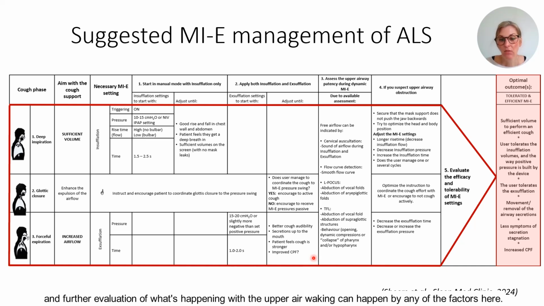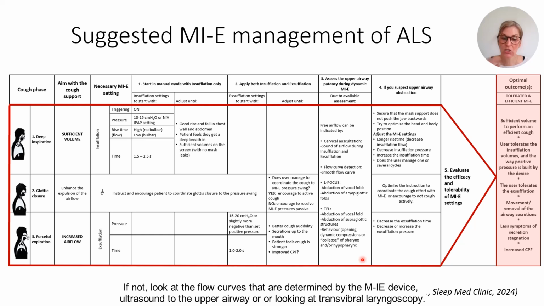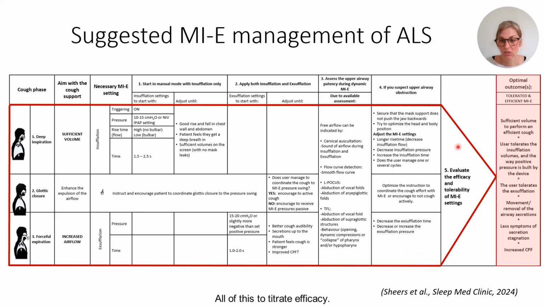And further evaluation of what's happening with the upper airway can happen by any of the factors here. So listening to the air going in and out of the trachea. If not, look at the flow curves that are determined via the MIE device, ultrasound to the upper airway, or looking at transnasal laryngoscopy. All of this to titrate efficacy.